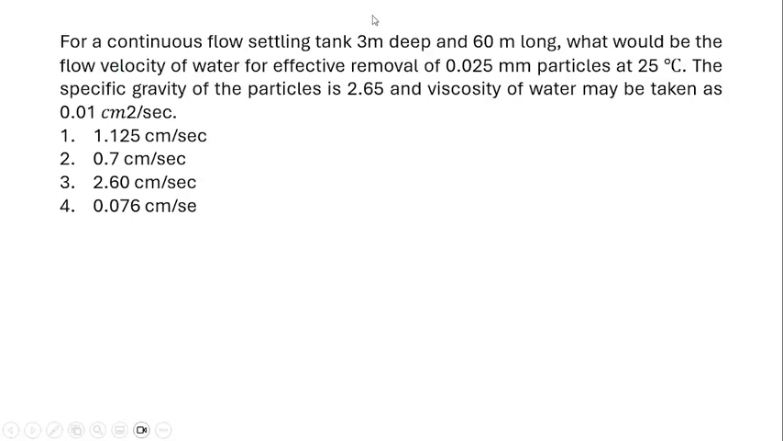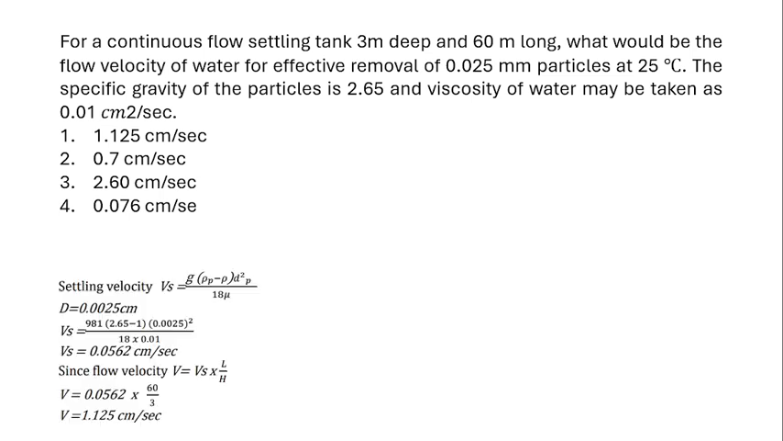Coming to the next problem: for a continuous flow settling tank, 3 meter deep and 60 meter long, what would be the flow velocity of water for effective removal of 0.025 millimeter particles at 25 degrees Celsius? The specific gravity of the particles is 2.65 and viscosity of water may be taken as 0.01 centimeter square per second. So the data are given. The question asked is to find the flow velocity of the water. The answer is 1.125. We'll check the solution.